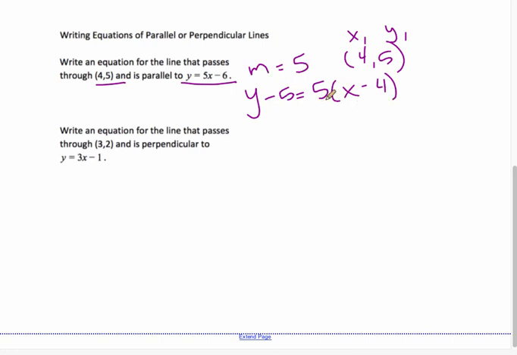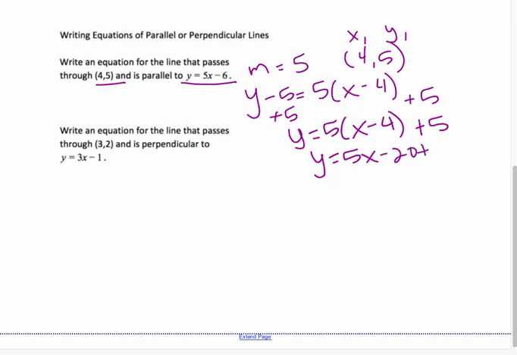Now, this is what I'm asking for. Okay, you could stop there, but I just want to make sure you know how to put this in slope-intercept form. I can add this 5 to the back over here. So y equals 5 times x minus 4 plus 5. Notice the plus 5 goes outside the parentheses. So y equals 5x minus 20 plus 5. So y equals 5x. Negative 20 plus 5 is minus 15.